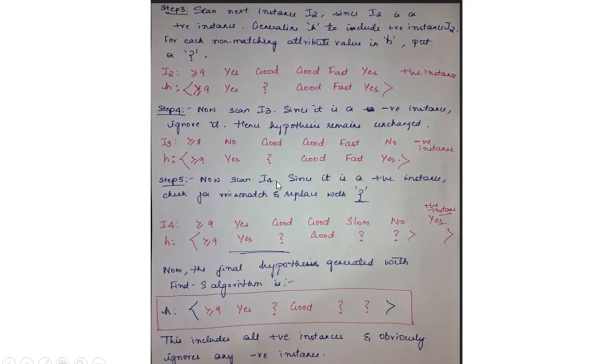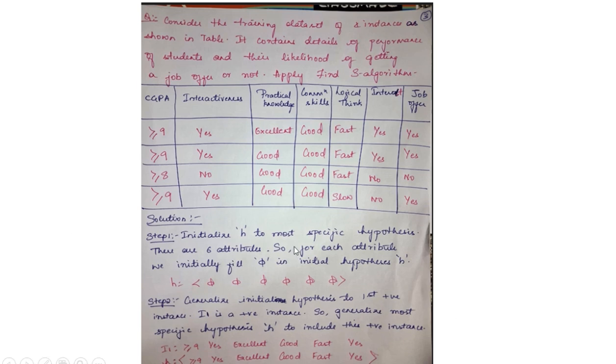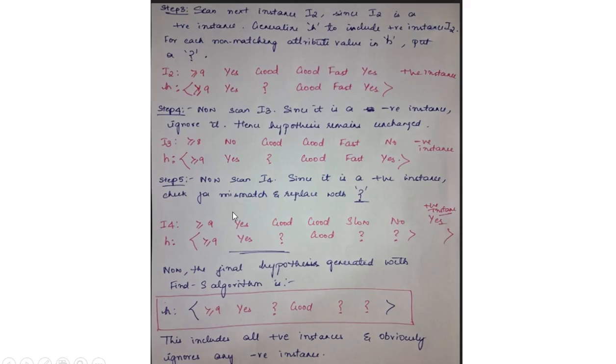Step 5. Now scan for the next instance I4. The next instance I4 here, you see that it is a positive instance. So just copy the values of all these attributes here to I4. Greater than or equal to 9, yes, good, good, slow, no. Now you do the comparison. Compare I4 to H. If there is no change, just copy it as it is. If there is a change, you put a question mark.